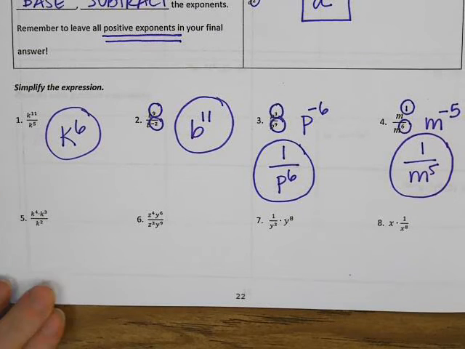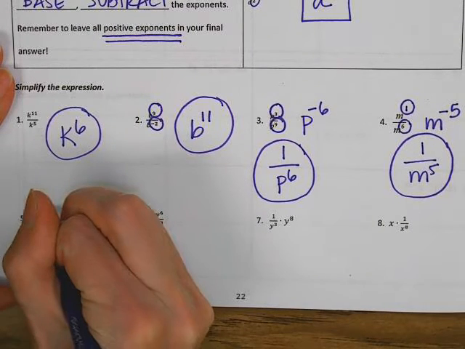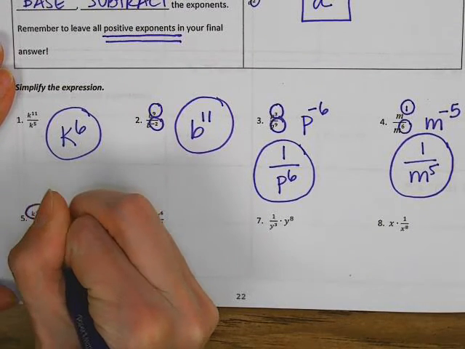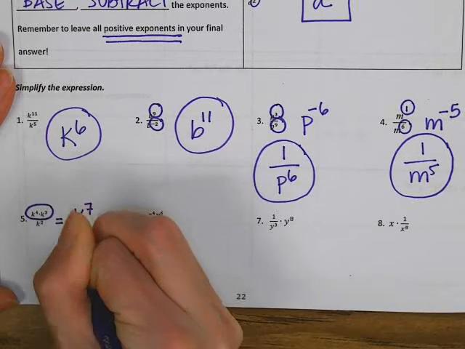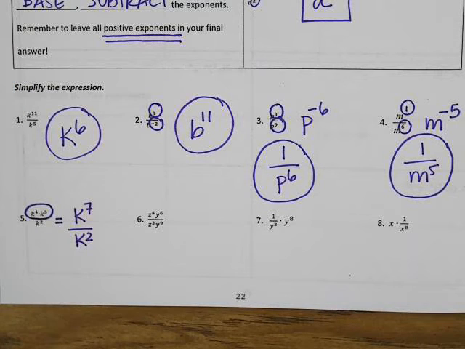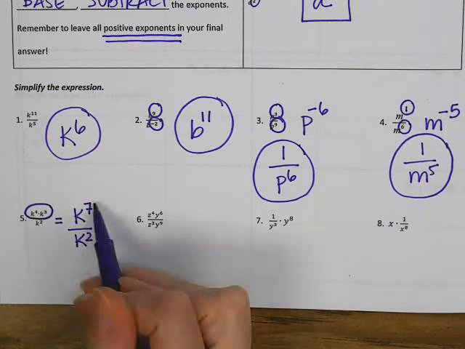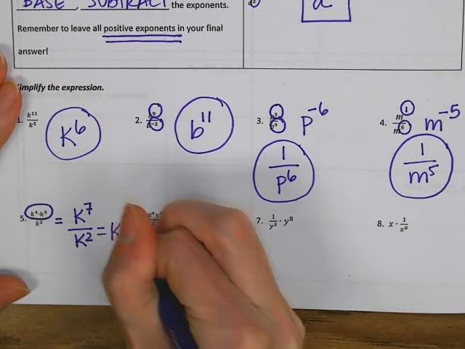Okay, now the ones below are just maybe a little bit harder where you have to do some combining first. So when you guys have k's on top and bottom, I would do the top first, and remember on top you add. So this would be k to the 7th over k squared. Okay, so clean up the top first, and then when you divide, you subtract. 7 minus 2 is k to the 5th.